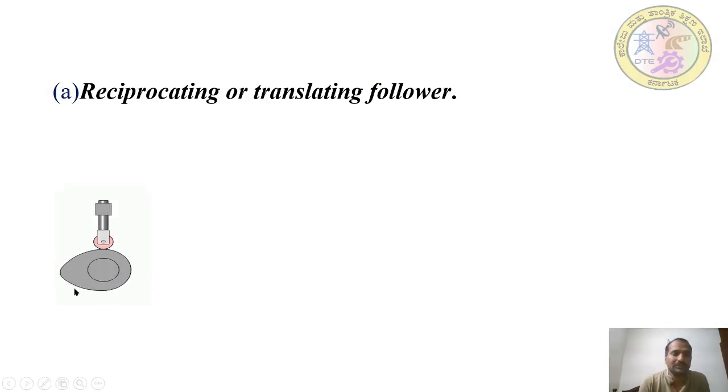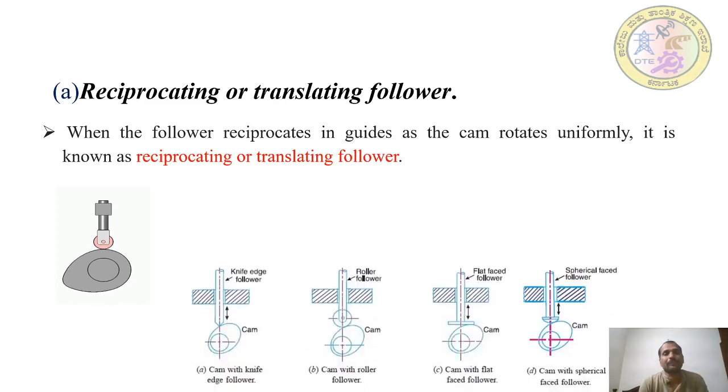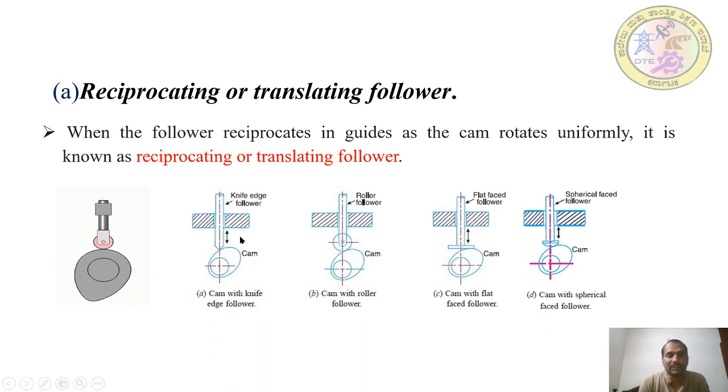Reciprocating or translating follower. Observe the animation. As the cam rotates, the follower reciprocates. When the follower reciprocates in guides as the cam rotates uniformly, it is known as a reciprocating or translating follower. The followers shown in figures A, B, C, D are all reciprocating followers.